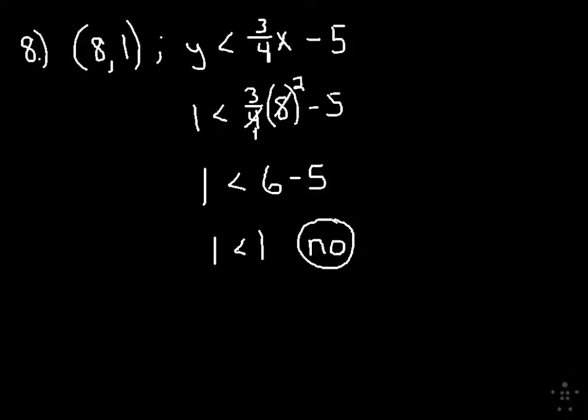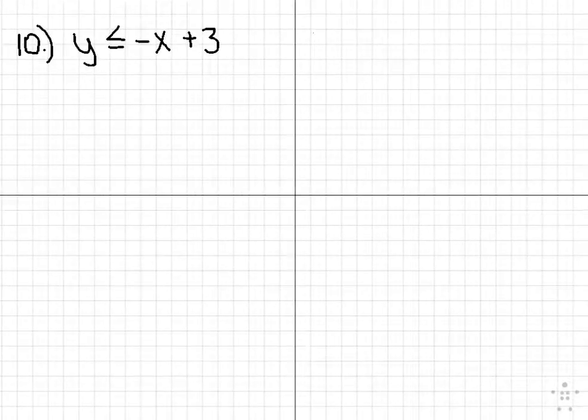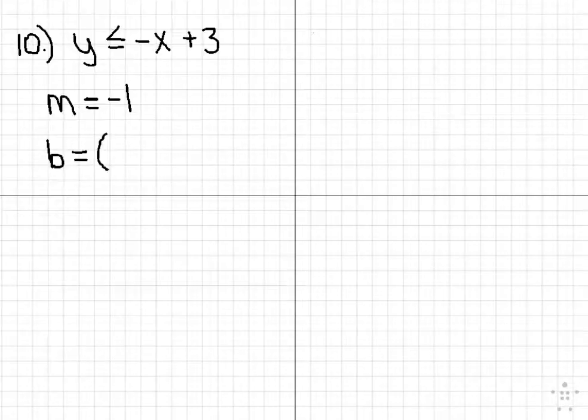Moving on to question number 10, we're taking a look at the graph of this inequality. So I want to put it in slope-intercept form. It is. And you need to know 2 things. Your slope, which is y equals mx plus b, so it's equal to negative 1, or you might think of negative 1 over 1. And my y-intercept, or my b value, is 3. So the point is actually 0, 3.